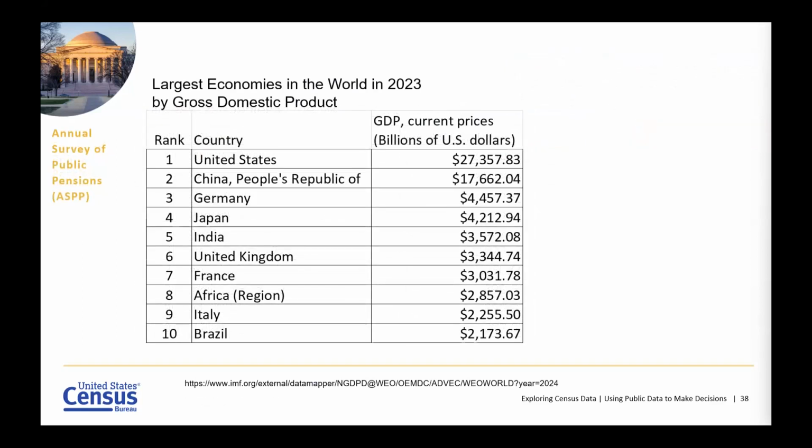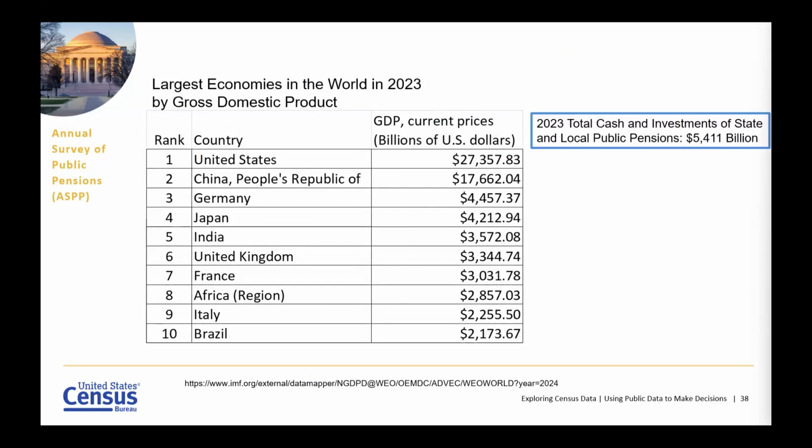To provide even more perspective, the gross domestic product, which is the monetary value of all finished goods and services made within a country in a given period, pension plans fall here. They hold more assets than the gross domestic product of every country on earth except the US and China.